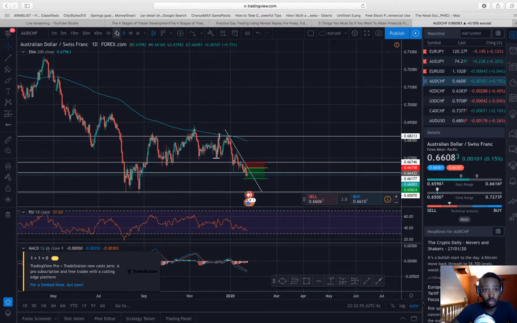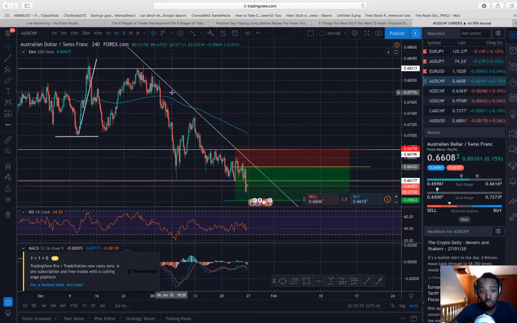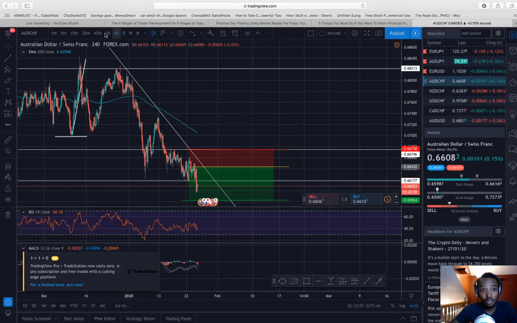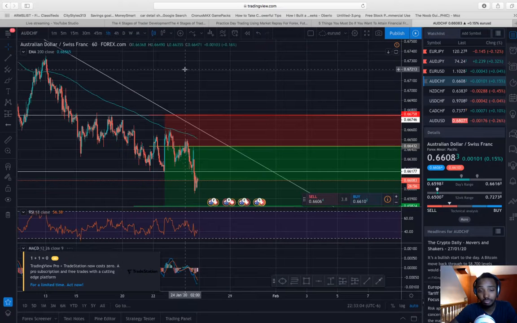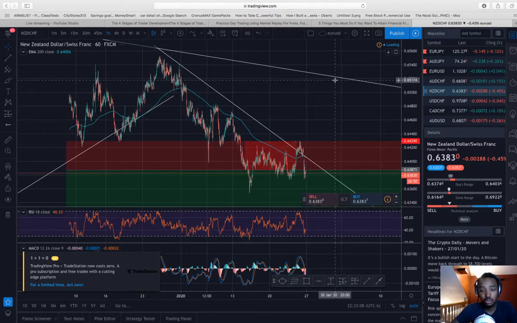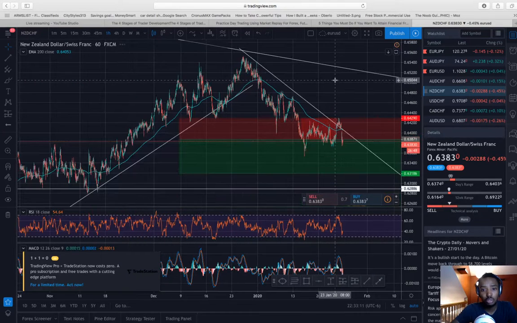So that one dropped down to the 4-hour. Same deal. You can really see it. It's really clean on this one. And 1-hour, boom, same deal. NZD, was this the one that I wanted to show you guys?